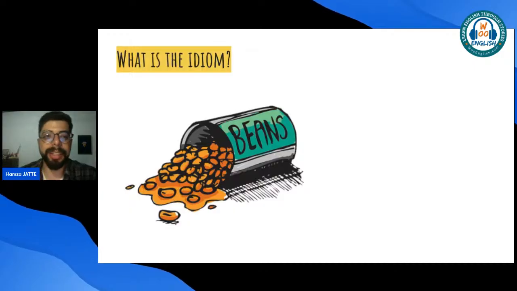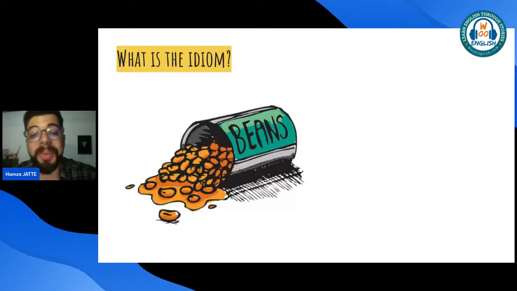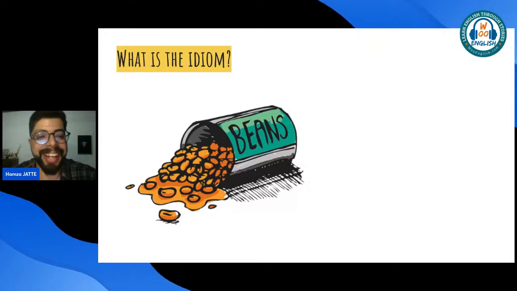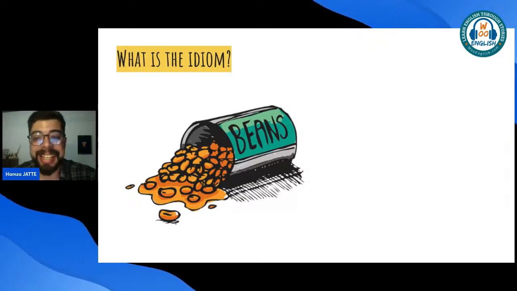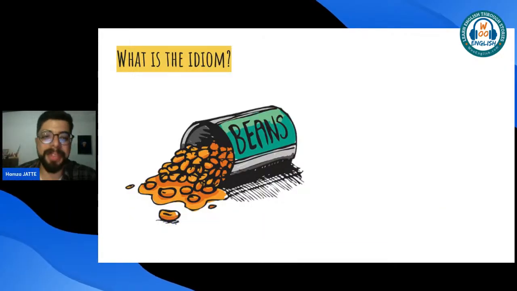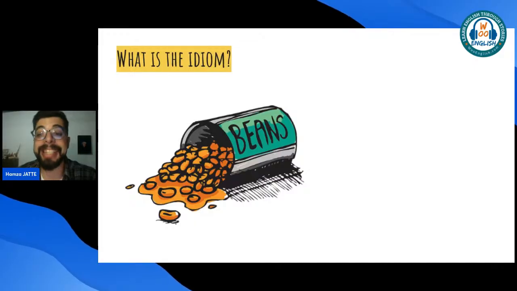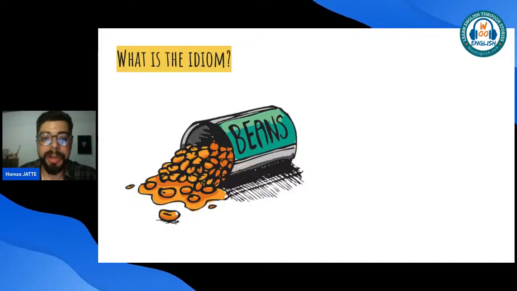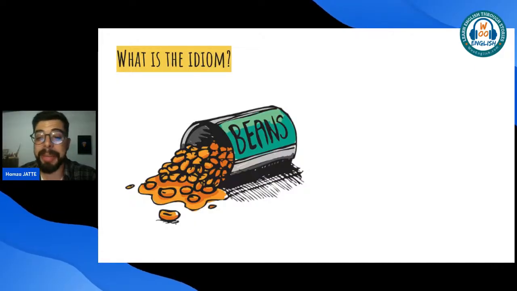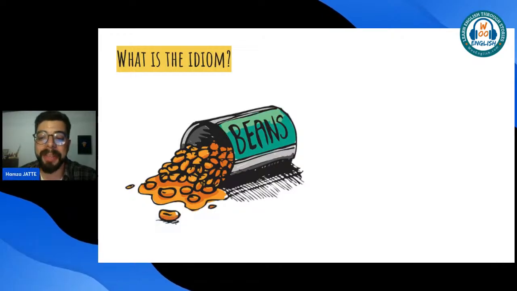Very good. Next one. Very easy one, this one, because you have the word right in front of you. So what do you think this idiomatic expression is? Bite the bullet. Great. Maria for the previous one. Absolutely. What is the idiomatic expression we are looking at in this picture? Beans. It's an idiomatic expression that has the word beans. To spell the beans, says Maria.